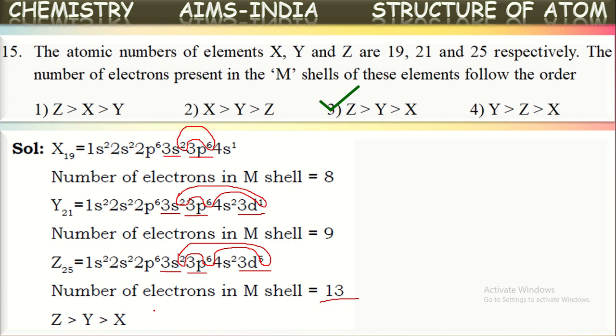To find out the number of electrons in an orbit, shell or subshell, it is better to write the electronic configuration of the element first, so that we can understand all these points very easily. Got it?